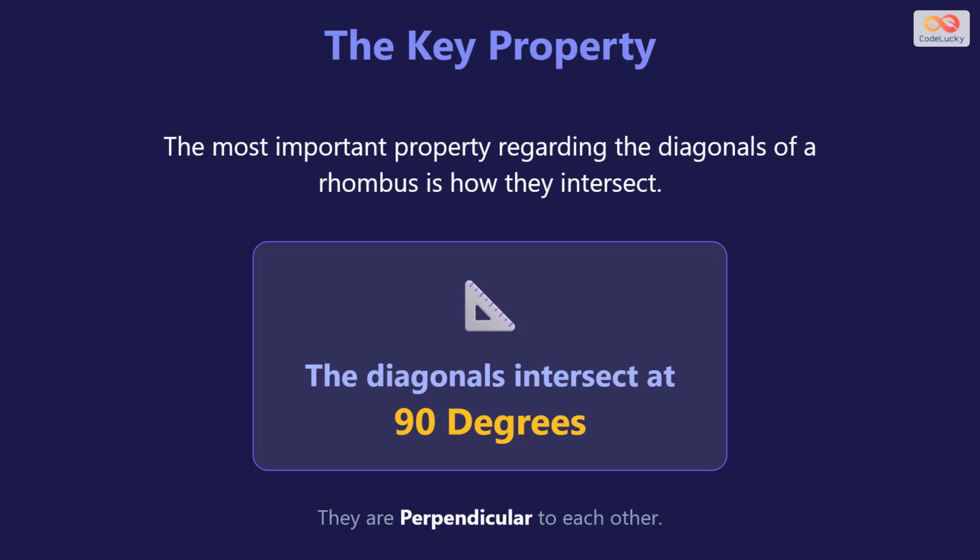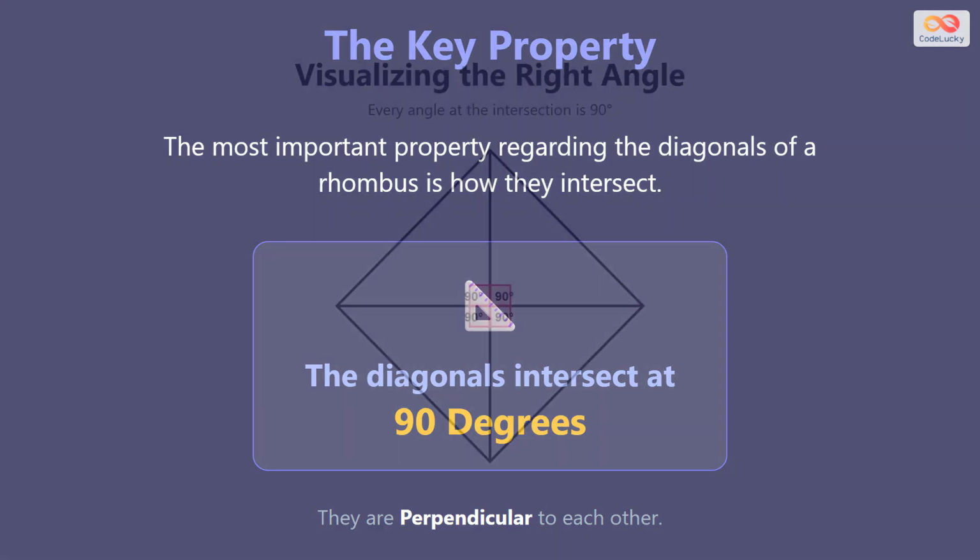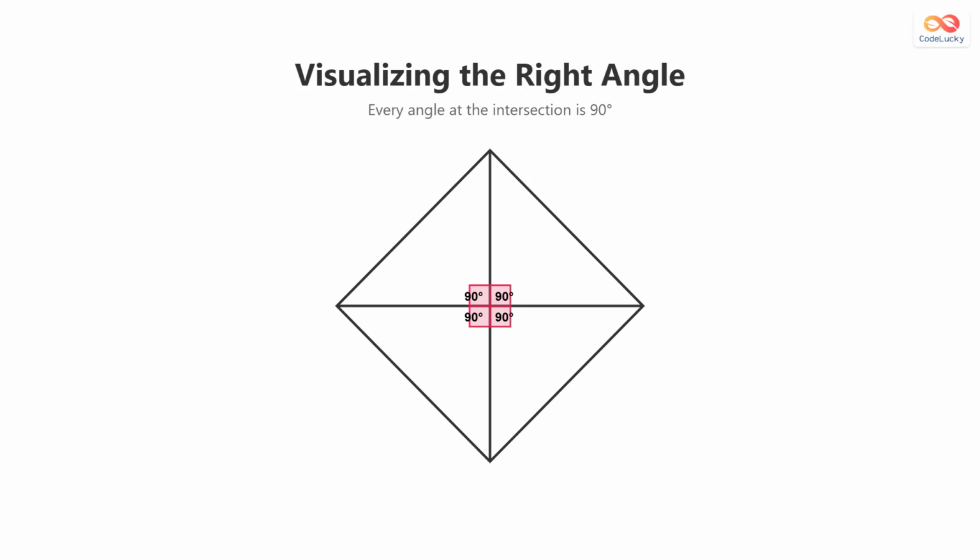But the most special property of a rhombus is the angle at which these diagonals meet. They intersect at exactly 90 degrees. In geometry terms, we say the diagonals are perpendicular to each other. If you look at the center where the lines cross, all four angles formed are right angles. No matter how stretched or squashed the rhombus is, this intersection will always be 90 degrees.